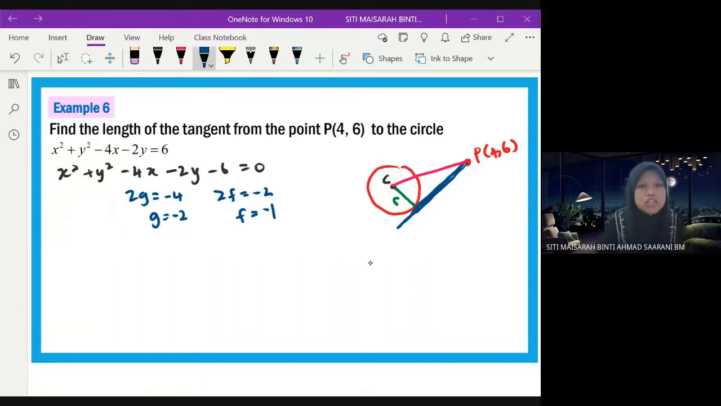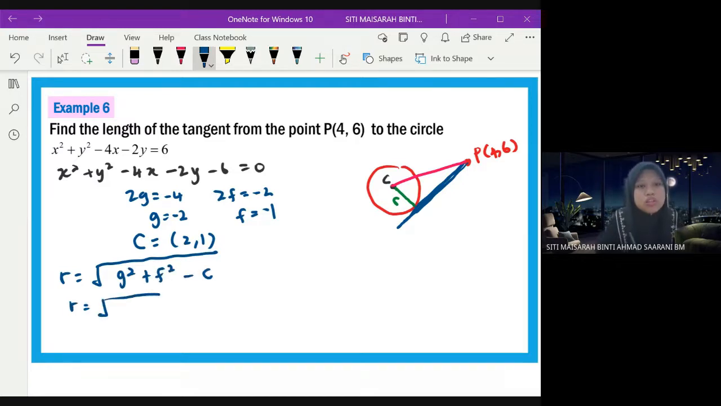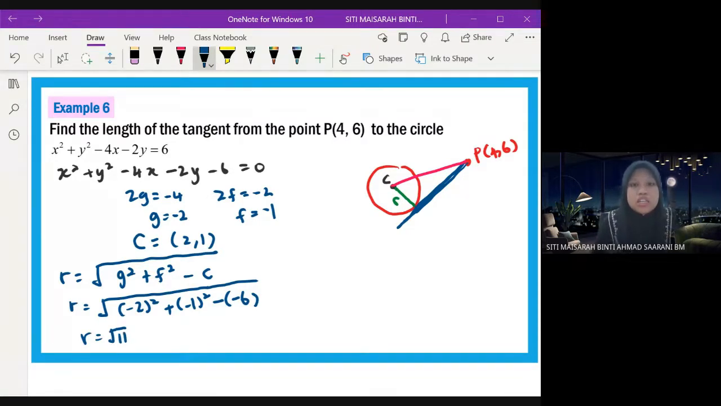So jadi center dia C lah. Kat sini C is 2, 1. C ni center lah. Okay. Lepas tu radius is square root G square plus F square minus C. So radius is square root negative 2 square plus negative 1 square minus negative 6. So then we get R equals to square root 11. So kat sini R dia adalah square root 11.